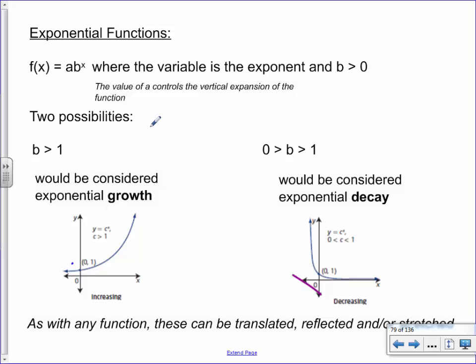Exponential functions typically have the form f of x equals a times b to the x. And that might look different than what I've done so far, because so far I've given you, say, y equals 2 to the x. What number was right in front of this here? Yes, good, a 1.